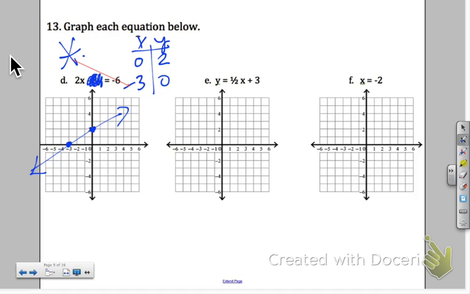Alright, now we've got this one, the same but different as above. So y-intercept of 3. And then our rise over run is 1/2. So that's up 1, right 2. So up 1, right 2 gives us our next point. So I'll continue that pattern and continue it backwards.